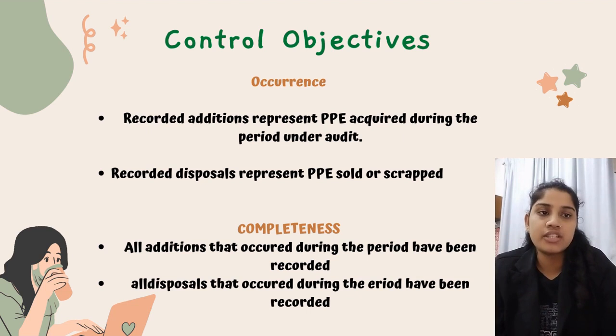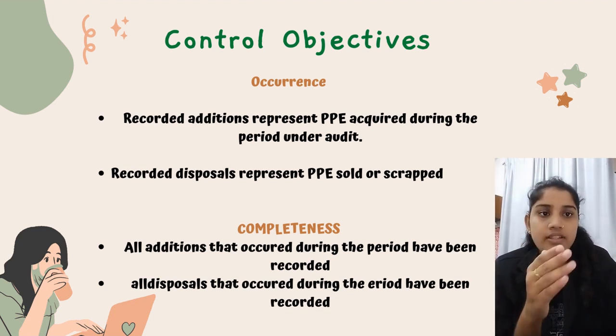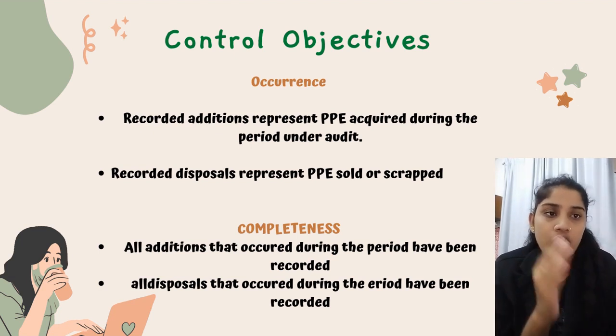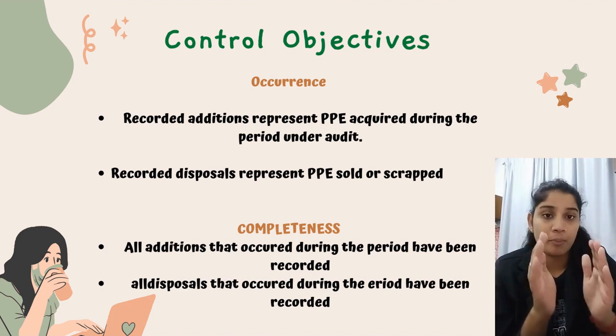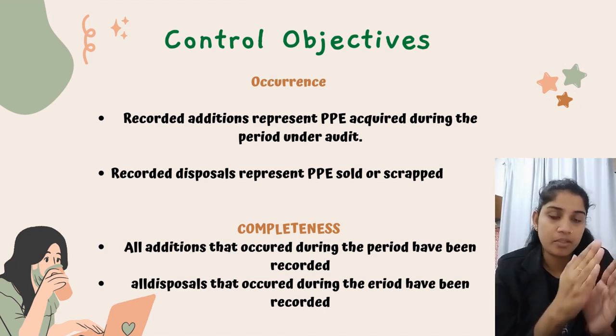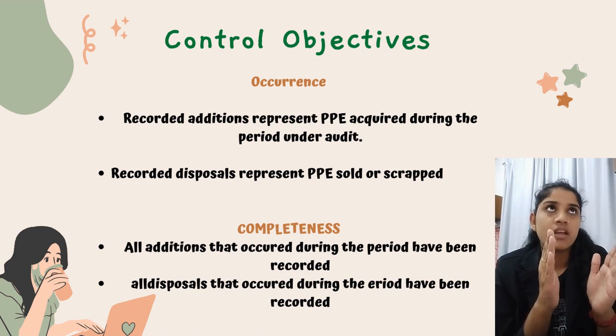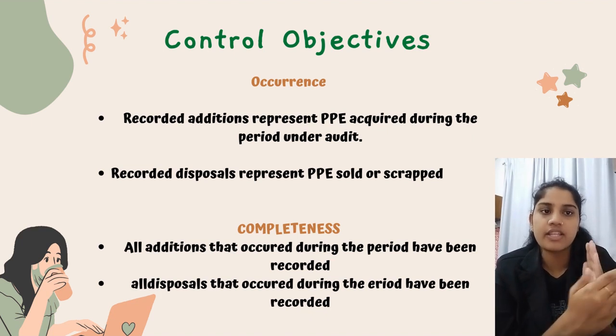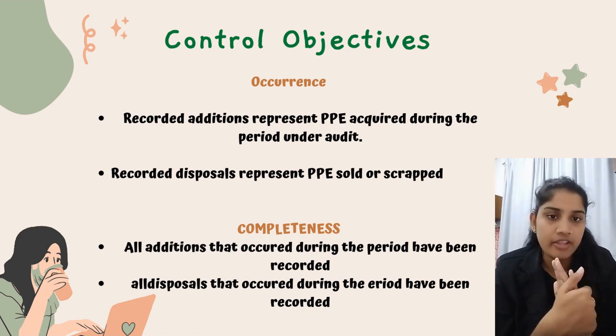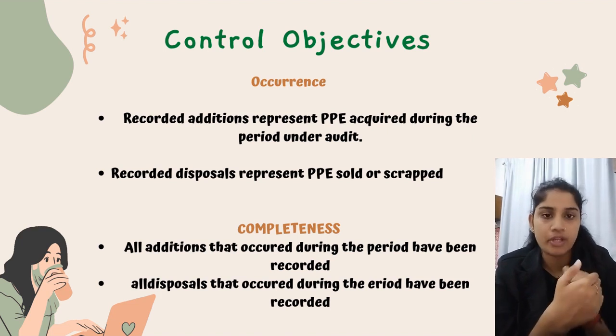Completeness is that all additions that occurred during the period have been recorded, and also all disposals that occurred during the period have been recorded. That means all the disposals and additions occurring during the period in the property and plant, for example, if you want to dispose of a vehicle or something. So this happens under completeness. So we have to record every single addition and also disposal. For example, you're adding a vehicle or you're disposing of a vehicle, everything should be recorded accordingly.